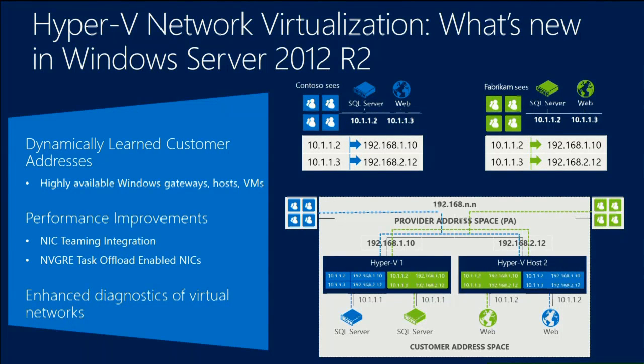So we're taking what we had and fundamentally making it better. Okay? So that's the first thing. The second thing we're doing is that we are going to improve its performance because we want to maximize ROI on existing infrastructure you have. And so towards that end, there's two things we're doing. The first thing is we are integrating HNV with NIC teaming so that Hyper-V network virtualization now has the ability to use the full capacity of your NIC team, both inbound and outbound.